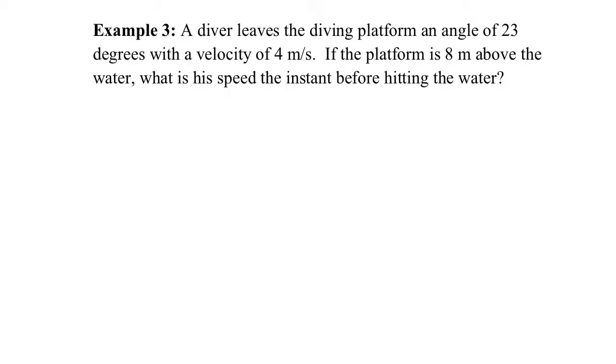So, a diver leaves a diving platform in this example. Leaves, moves away from, we don't know the velocity yet, at an angle of 23 degrees, oh here it is, with a velocity of 4 meters per second. If the platform is 8 meters above the water, what is his or her speed the instant before hitting the water? So we again draw a diagram. The diagram does not need to be elaborate.